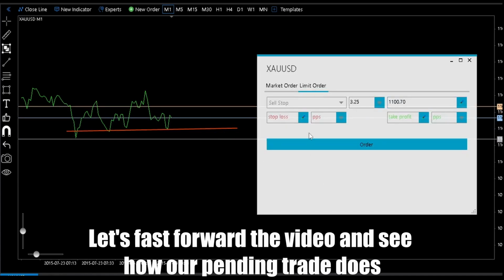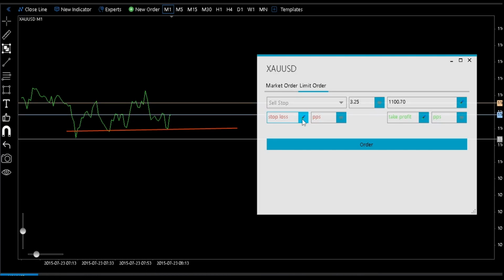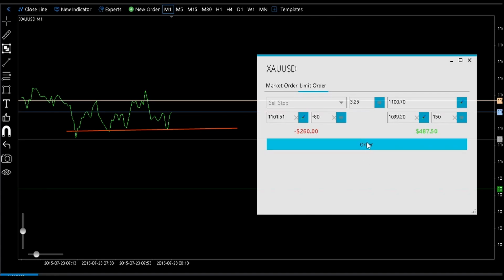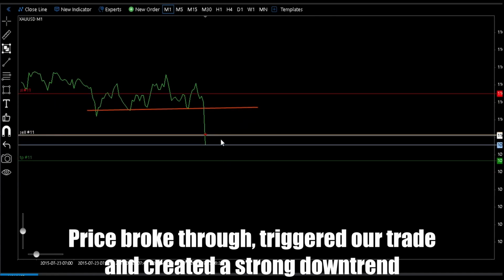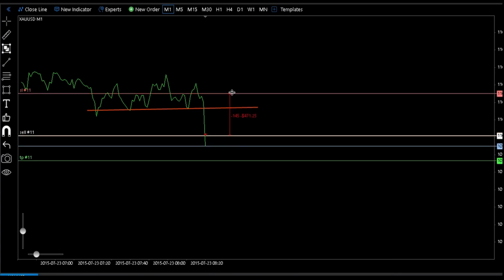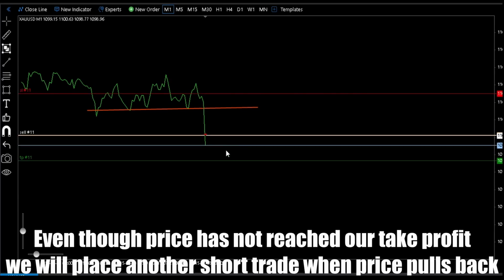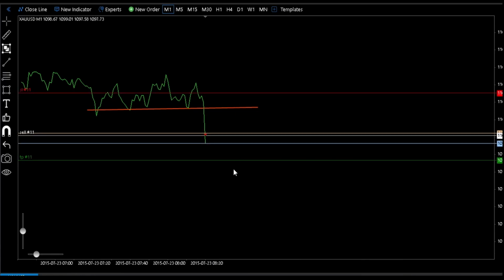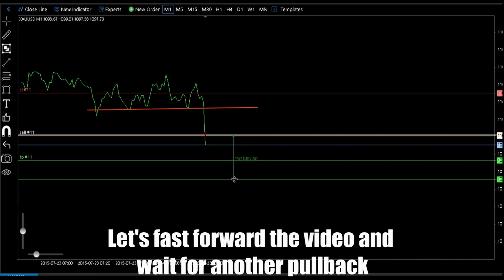Let's fast forward the video and see how our pending trade does. Price broke through, triggered our trade, and created a strong downtrend. Even though price has not reached our take profit, we will place another short trade when price pulls back. Let's fast forward the video and wait for another pullback.